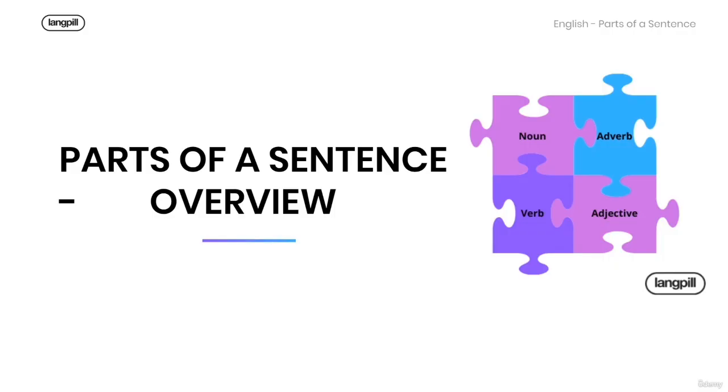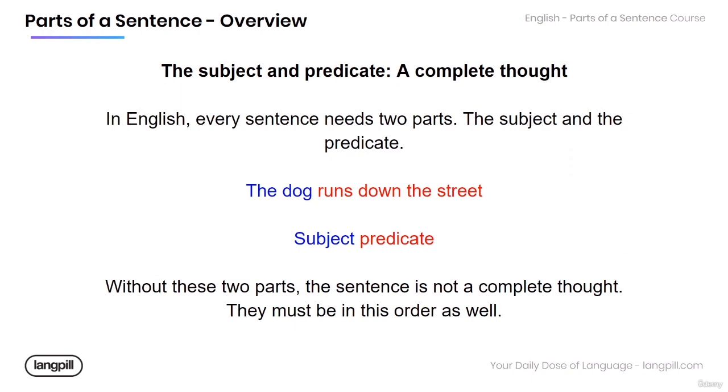All right, well, welcome to this lesson. And in this lesson, we're going to just do an overview of the parts of the sentence. So this will give you an understanding of a sentence in general in the English language. Now, the first thing you should know about is that in English, a sentence is considered a complete thought. And a full sentence will always have a subject and something we call the predicate. Okay, so in English, every sentence needs these two parts, the subject and the predicate.